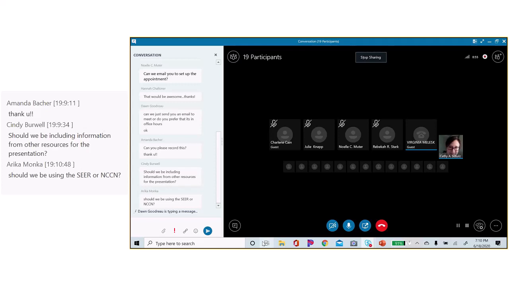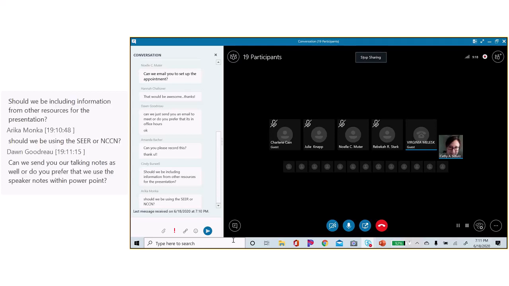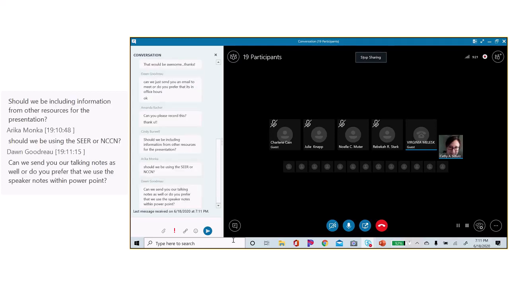So the SEER data does give you information about morbidity and mortality associated with your cancer, and that's a primary source of information. The NCCN, the National Comprehensive Cancer Network, does give you a lot of information about the cancer itself, how the cancer is staged, what some clinical manifestations are, as well as when you're trying to work up the cancer, diagnostics, and treatment.